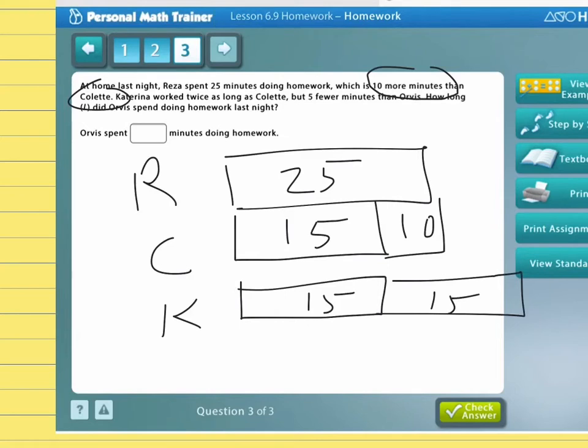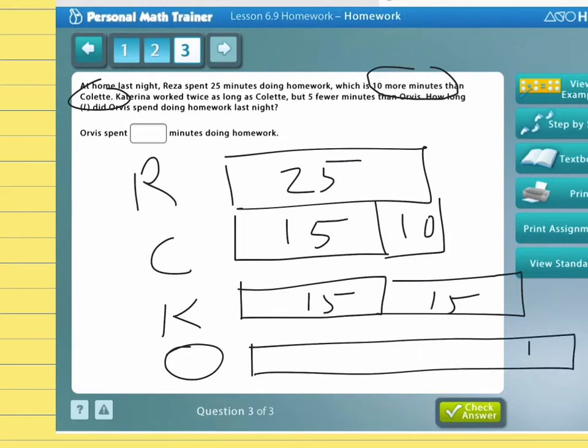But 5 fewer minutes than Orvis. So Orvis, Katerina is 5 fewer than Orvis. So if we know that Katerina is 30, Orvis must be 5 more than Katerina. So that's a plus 5. So it's going to be 30 and 5. So it should be 35. How long did Orvis spend doing homework last night? So I've already explained the answer here.